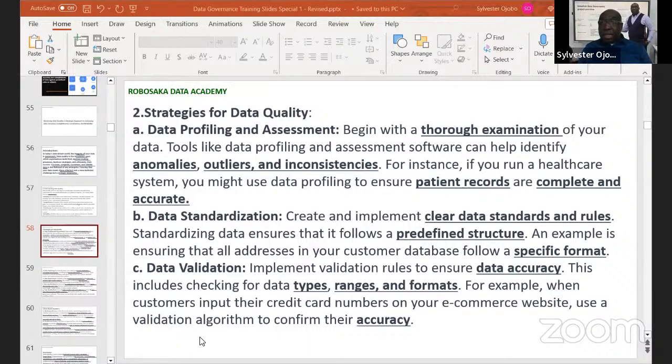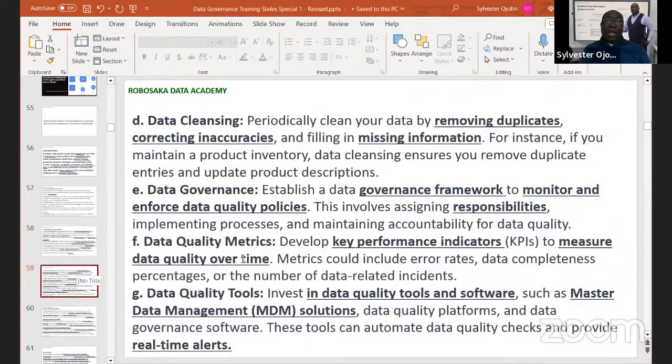If you've gone to self-service in Asda, or maybe you go to a filling station, when you tap your credit card and it says valid, that means there is an algorithm already inputted in that system depicting the validity of your data in your card. So this is very important in order to ensure accuracy. Okay? So these are strategies for data quality: you need profiling, you need data standardization, you need validation. And we also have data cleansing.